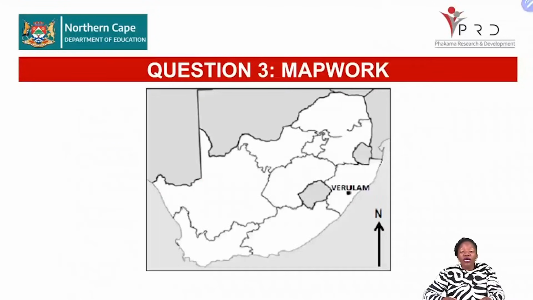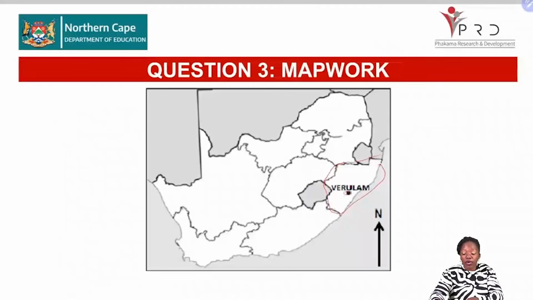Then we're looking at our question 3, which is our map work. So our map work is taken from the map of Verulam. So again, the examiner will give you the map of South Africa, and they will locate the area that is in question. As you can see, this is the province, which is in KwaZulu-Natal, and this is the location of the map of Verulam that we'll be working on.